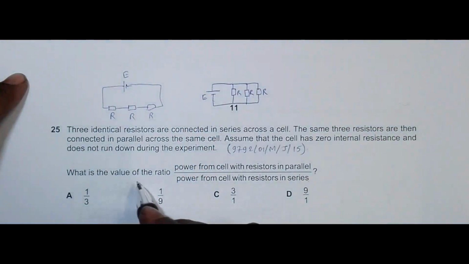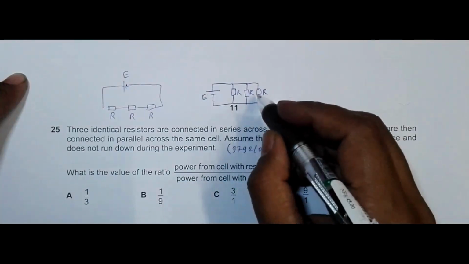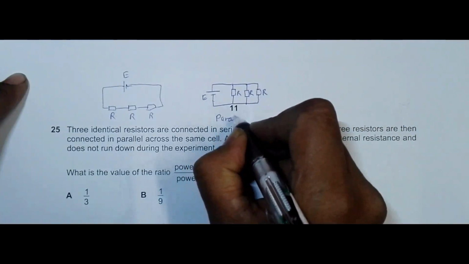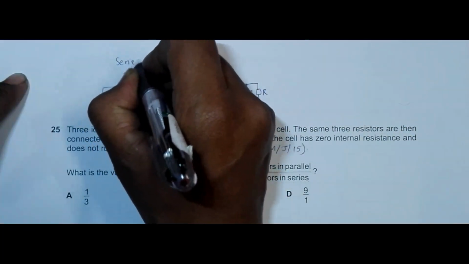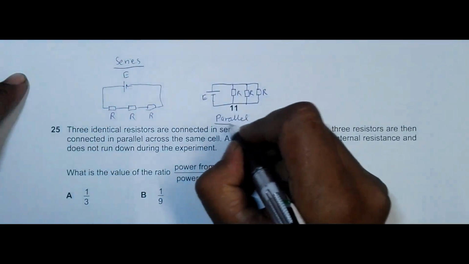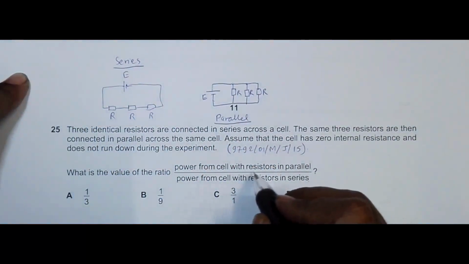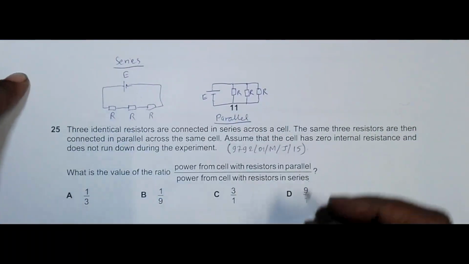Now what is the value of the ratio of power from the cell with resistors in parallel? So let me say this is the parallel arrangement, and this is the series. Let me write here series. So we have to find the ratio of the power from the cell with resistors in parallel, the power in this case and the power in this case.